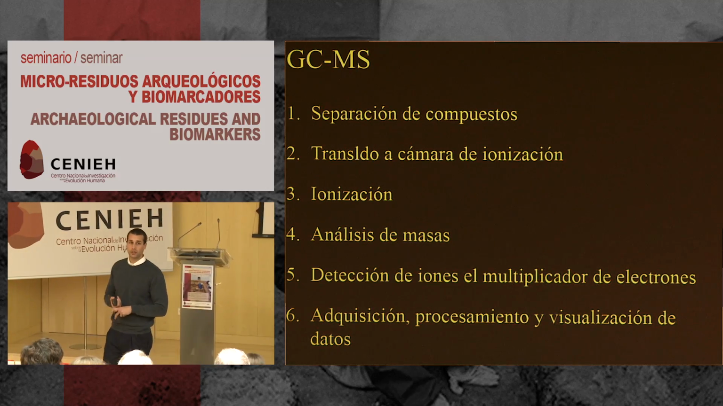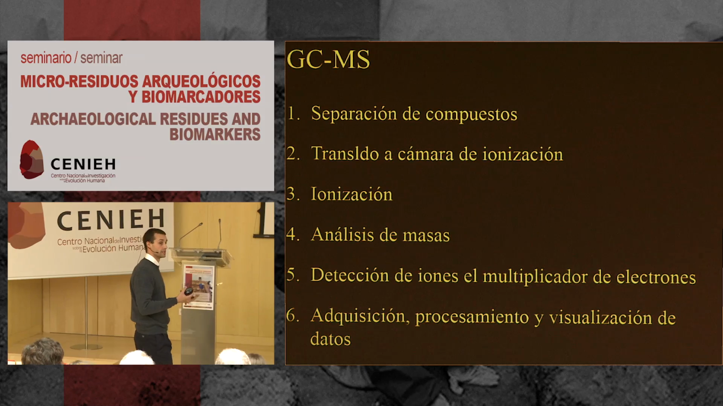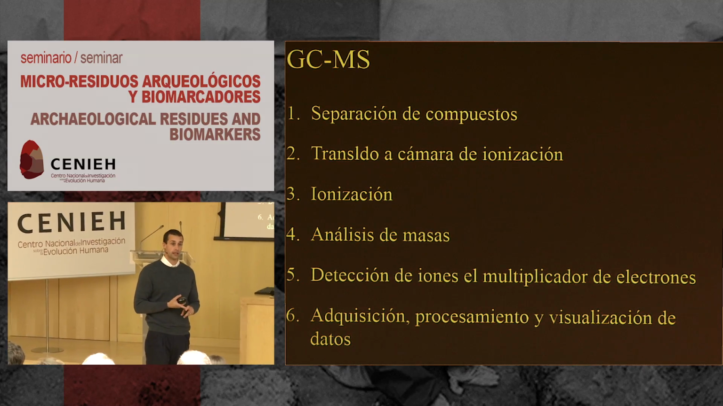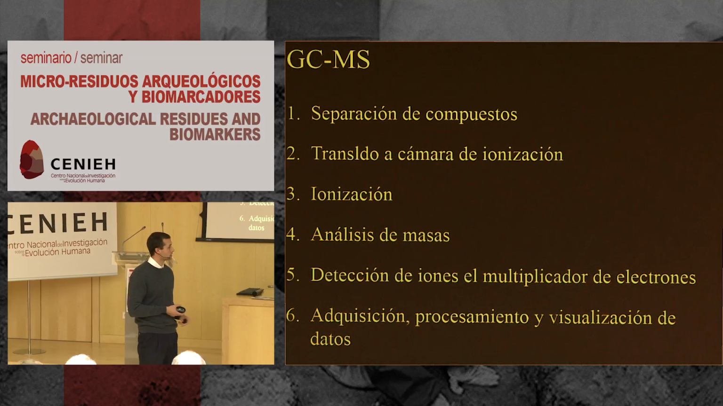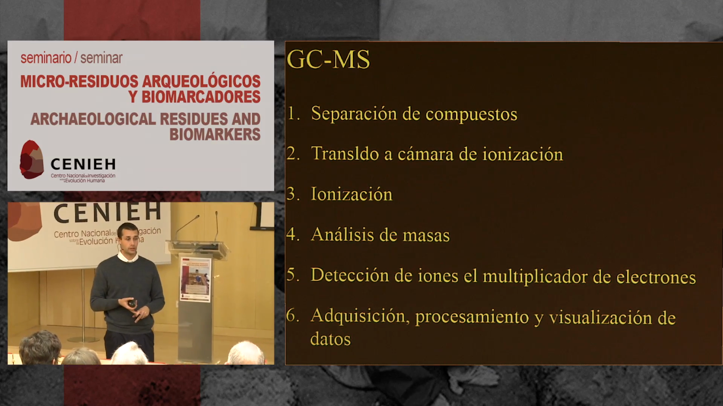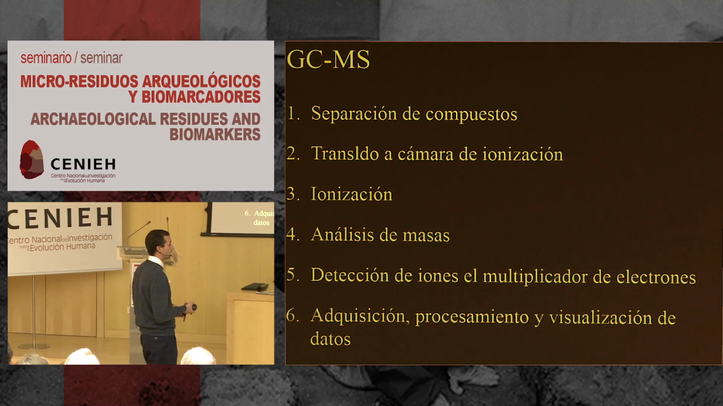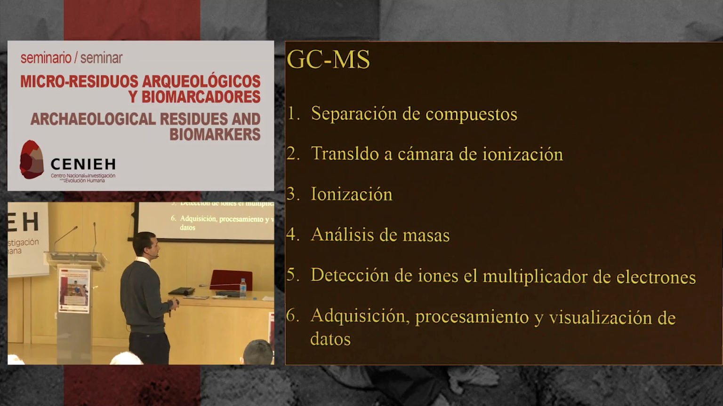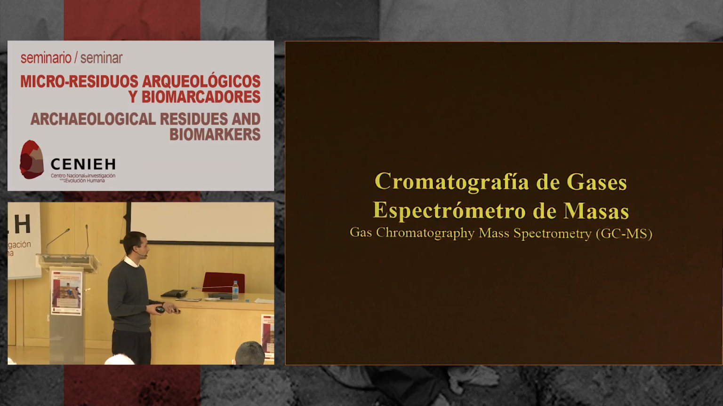Then we have to transfer these compounds to the mass spectrometer itself. And this helps identify the abundance, the compounds themselves. And we do that with ionization. And then we analyze the mass itself. And then we detect the ions from the electrons to get us a readout. And then we process the data with the computer.